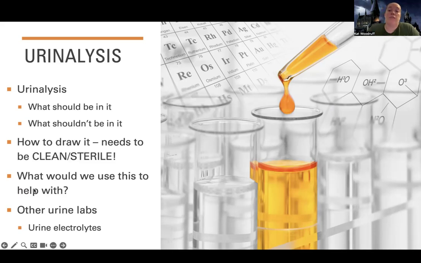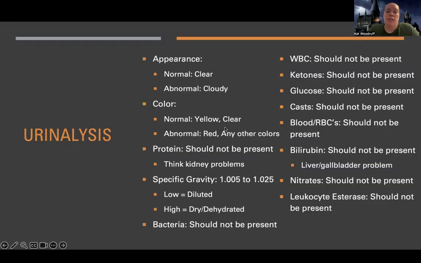We can also use it for that as well. It kind of tells us a lot. And you can see here, this is what usually comes back on a urinalysis. There's the appearance. The normal is going to be clear, or is it cloudy? What's the color? Because the color can tell us a lot. If the urine is a strange color, then that tells us a lot.